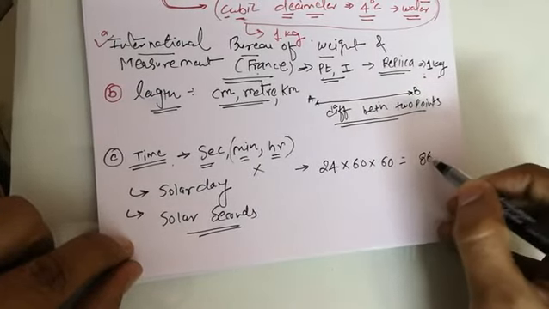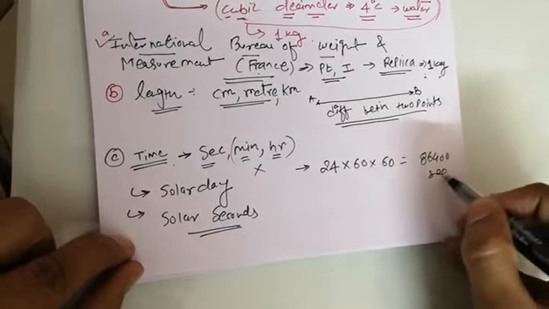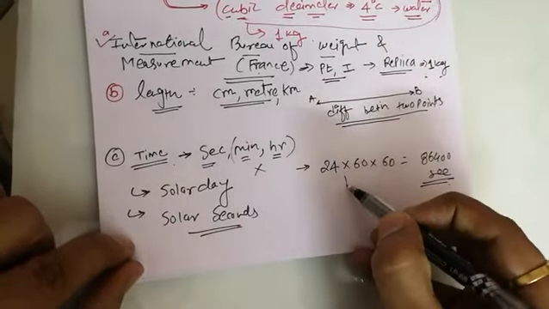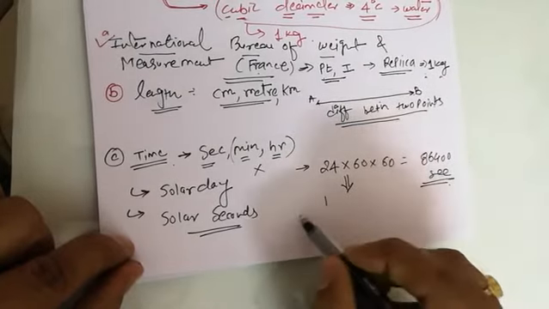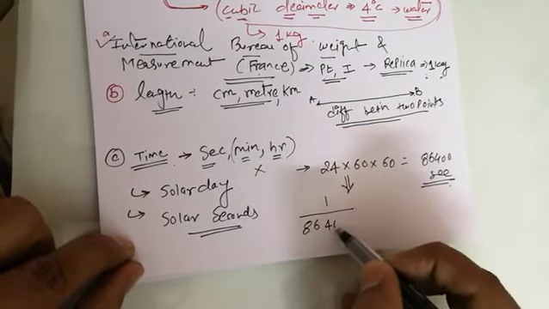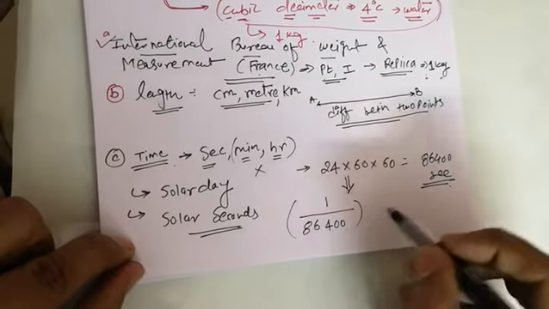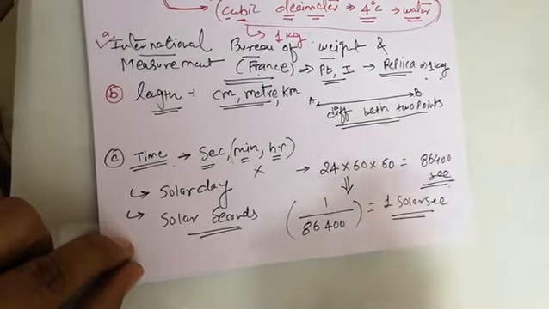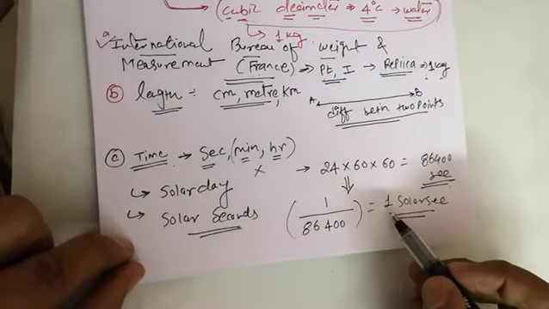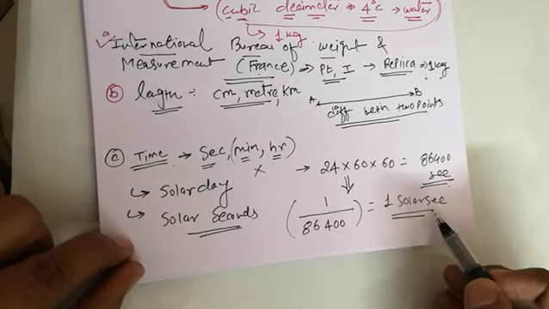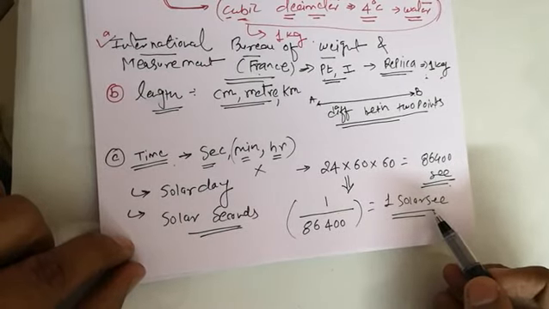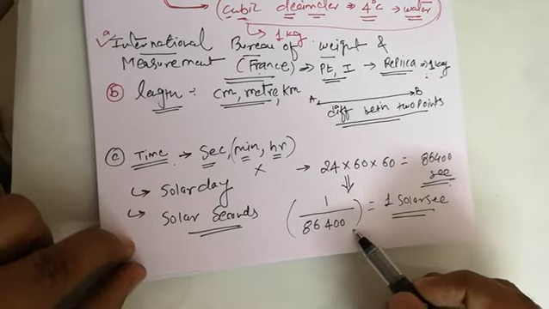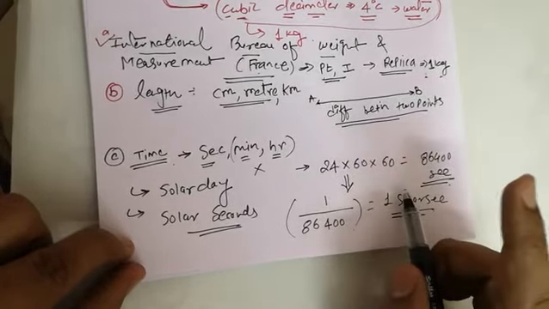We are aware that every day we are facing 24 hours, 60 minutes and 60 seconds, which comes to 86,400 seconds. This entire thing, 1 upon 86,400, will give you 1 solar second. You might be wondering, what is a solar second? Yes, solar second. If you are spending an entire day on the earth, it means that it is only 1 solar second.